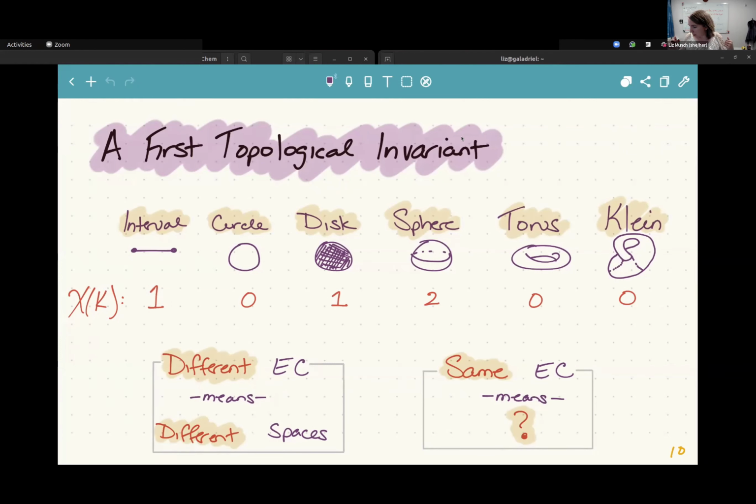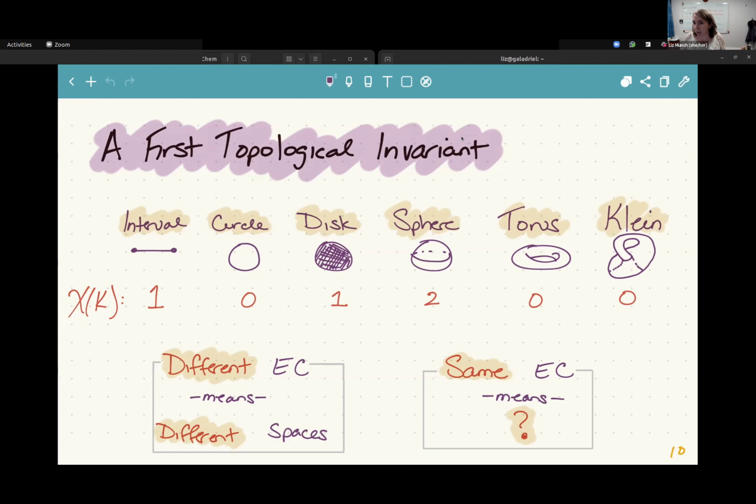The thing that I want to point out is that different Euler characteristics mean if you give me 2 spaces and you compute their Euler characteristics and they are different, then I can promise you that those 2 spaces are different. However, if you give me 2 spaces and they have the same Euler characteristic, then I can't actually tell you anything. And so we're kind of stuck, right?